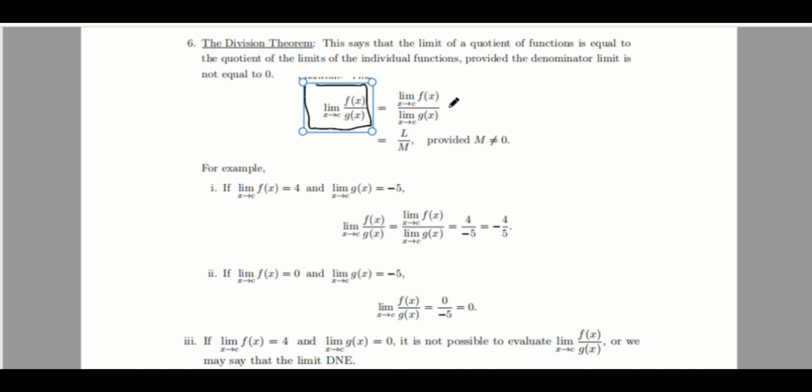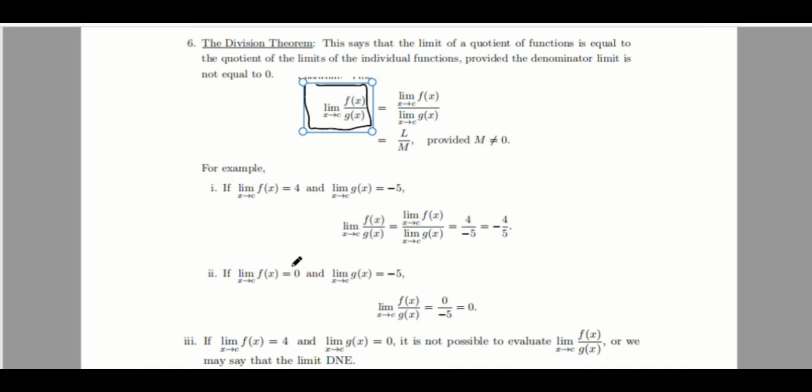Okay, quotient of the limits. Take note of that. The limit of the quotient is always equal to the quotient of the limits. So say for example, again, we have these two limits based from our previous example. So the limit of the quotient is equal to the quotient of the limits. So limit of f of x is 4, limit of g of x is negative 5. Therefore, the answer is negative 4 over 5.